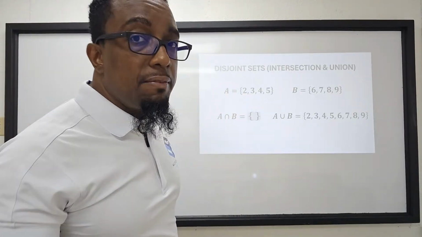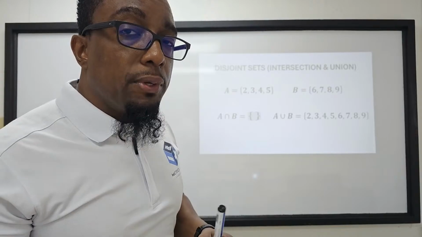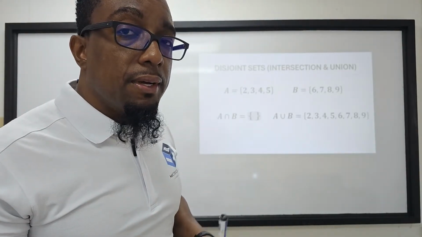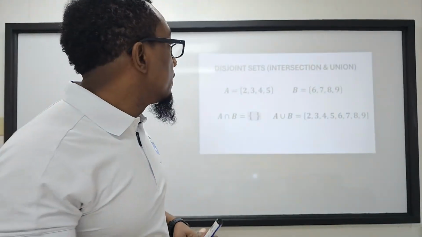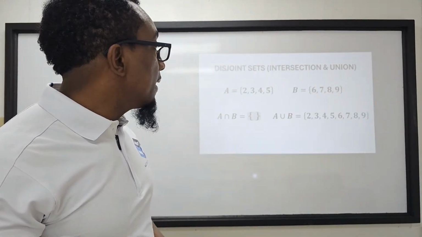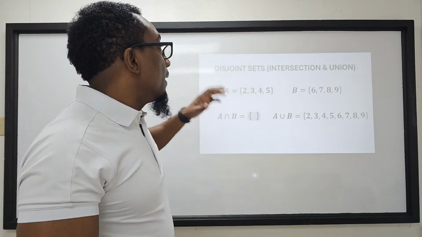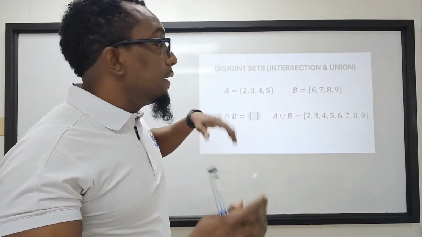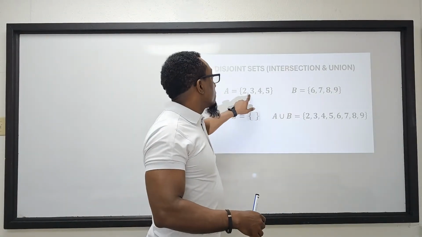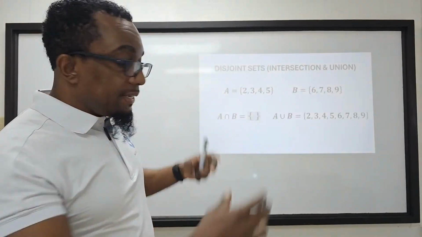You have A, you have B. Once those two circles do not overlap, or you do not see one circle inside of the other, two circles are separated, then clearly the intersection will be empty. The union, of course, will be to take both A and B and bring them together to give us 2, 3, 4, 5, 6, 7, 8, 9. So we combine them together.